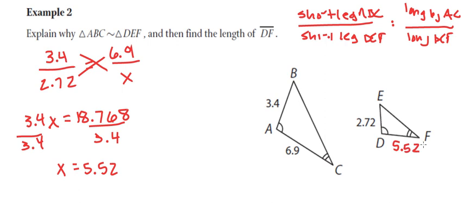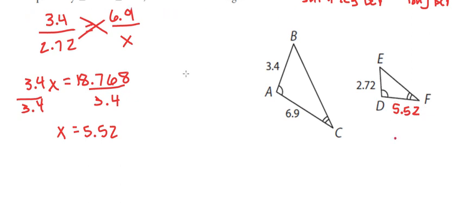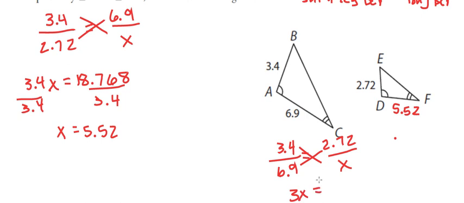Now, I do want to point out, I could have set that proportion up differently and I would have gotten the same answer. And again, this is how you prefer. I could have put the short over the long of this triangle, 3.4 over 6.9, over the short and the long of this triangle, 2.72 over x. And if you look, technically the proportion is different. But when you go to solve the proportion, you get that 3.4x is equal to 6.9 times 2.72. It's the exact same problem mathematically as up here. You get that 3.4x is equal to 18.768. And again, you would divide by the 3.4.